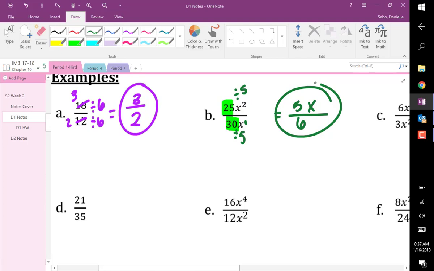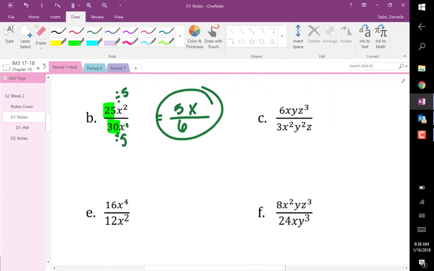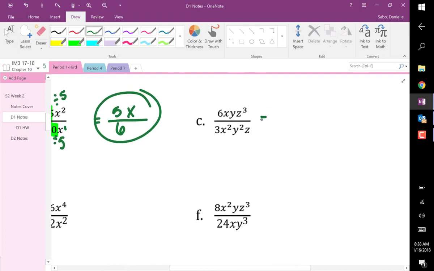Or you can think of it as I have 2 x's on top, 1, 2, and I have 1 on bottom. Well, 1 cancels out. I'm left with 1 left. All right, so this next one. Okay, we're just taking it like one step at a time.